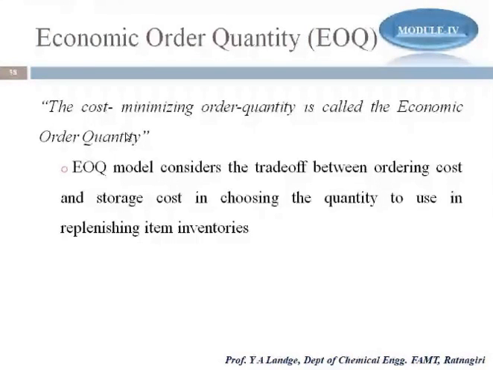Now, in industry it is also the same thing. Here also we need some raw materials. Some raw materials are seasonal, some are regular, which we can purchase. So we have to calculate the minimum cost to be ordered so that I can optimize things. This EOQ model considers the trade-off between the ordering cost and the storage cost in choosing the quantity to use in replenishing inventories.